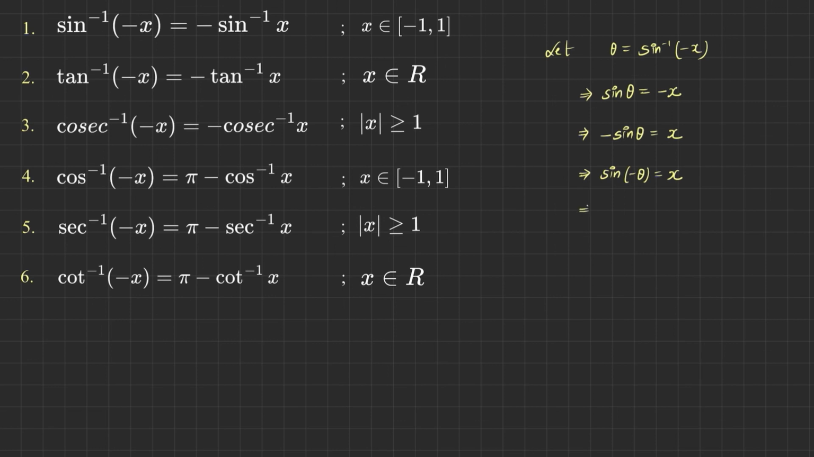Now if I again operate both sides by sine inverse, then it will be minus theta equals sine inverse of x. So this implies theta equals minus sine inverse x. And since theta was sine inverse of minus x, sine inverse of minus x equals minus sine inverse of x, hence the property number 1. Okay, so let me show you the property number 4 also.